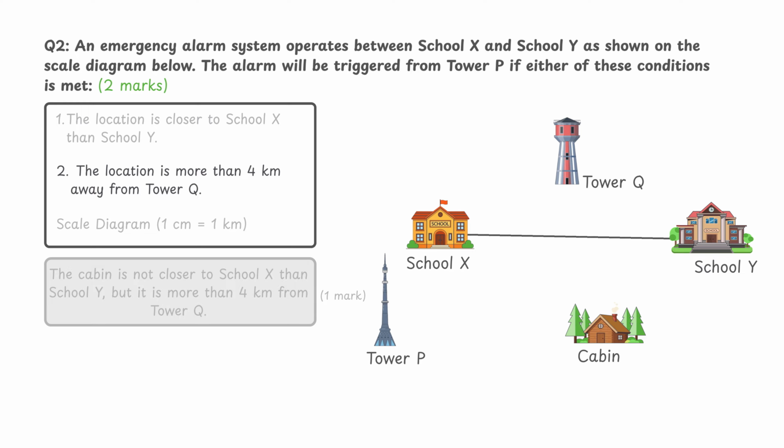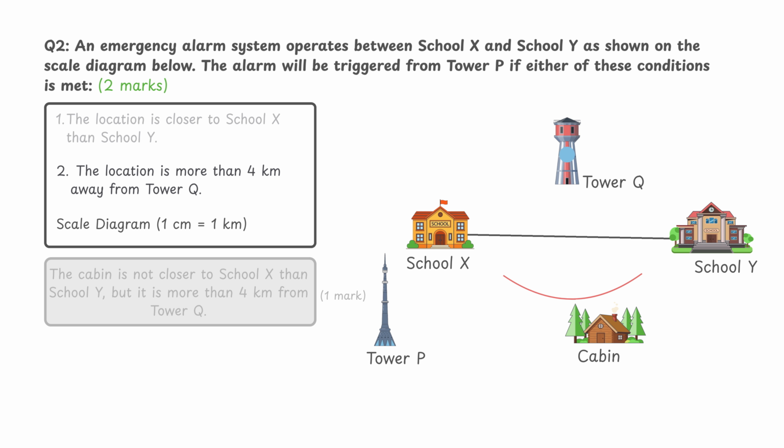We need to check if the cabin is more than 4 kilometers away from tower Q. We are given a scale where 1 centimeter represents 1 kilometer. So 4 kilometers will be represented by 4 centimeters on the diagram. Take your compasses and set the width to 4 centimeters using a ruler. Then place the compass point at tower Q. Now draw an arc or a full circle around tower Q with that radius. This circle represents all the points that are exactly 4 kilometers away from tower Q.